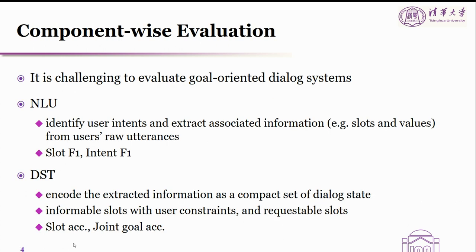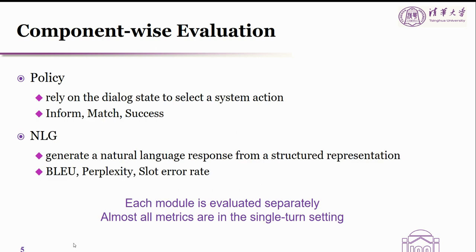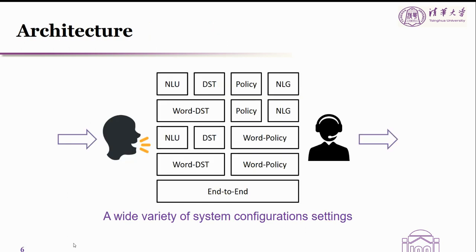In recent years, many models have been proposed in goal-oriented dialog systems, but it is challenging to evaluate the system. There are many automatic metrics used in each model. For example, slot F1 and intent F1 are used for slot filling and intent classification in the natural language understanding tasks. BLEU, perplexity and the slot error rate are used as metrics in natural language generation. However, each module is evaluated separately, and almost all metrics are in the single-turn setting. So it is very challenging to evaluate the overall performance of a dialog system in the multi-turn setting.